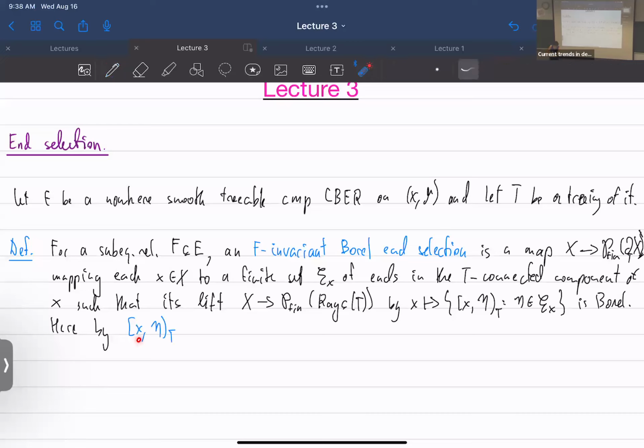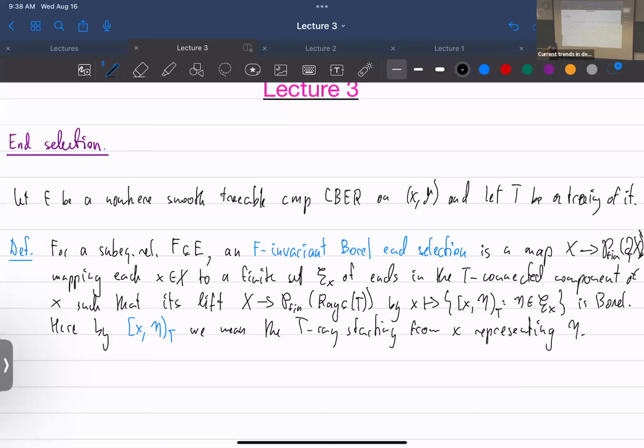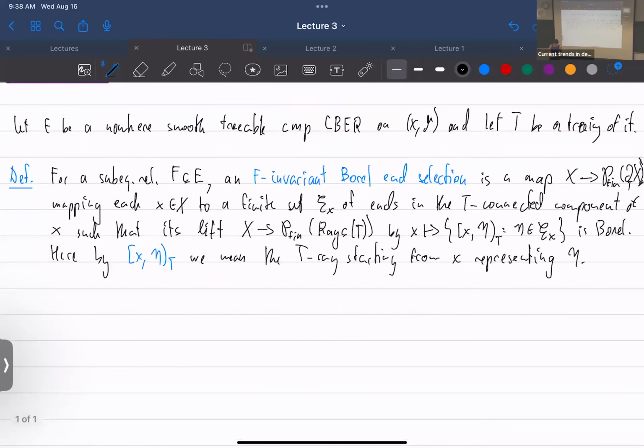By this interval from a point x to an end, I just mean the corresponding ray, the unique ray in the tree that corresponds to this end. So by this we mean the t ray starting from x representing the end eta. Okay, so this is what an end selection is. And so the theorem is that f is amenable if and only if such an end selection exists.